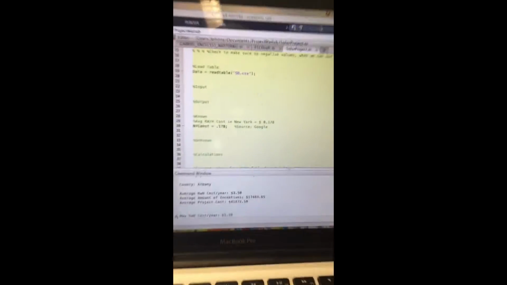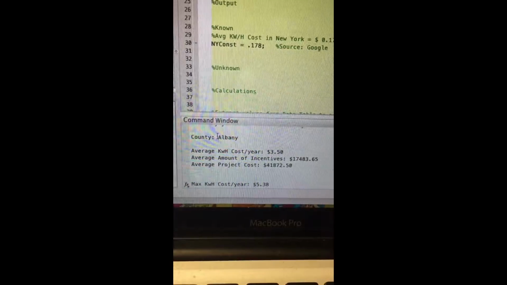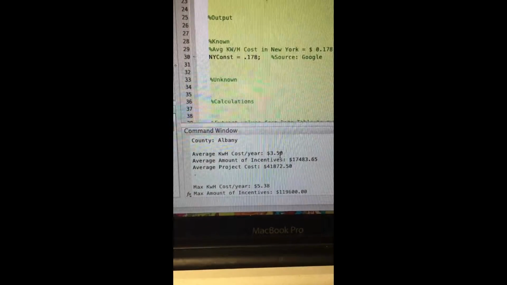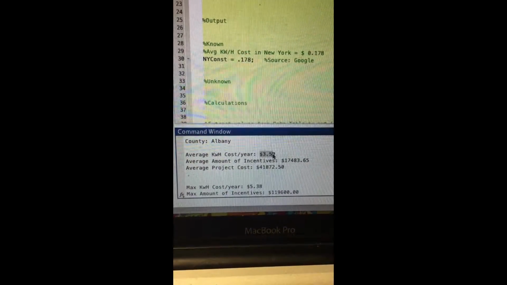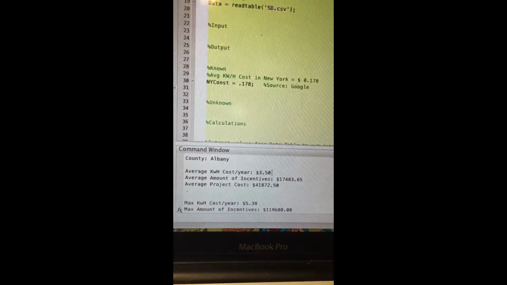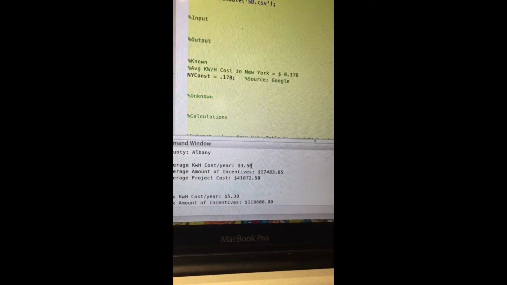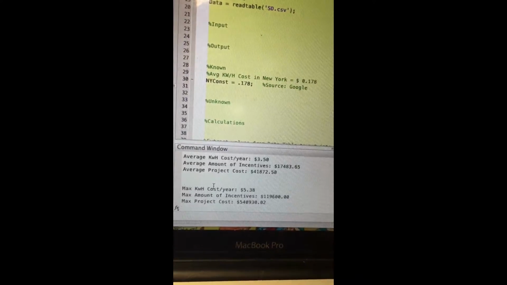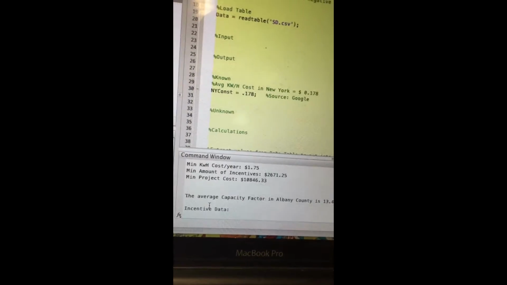So let's analyze what it does. It outputs what county you picked. So you picked Albany. Average kilowatt hours cost per year. So this is the number, how much it costs per kilowatt hour with solar the first time you don't break even in the county of Albany. This is the average, and this is the max in Albany, and this is the min in Albany.